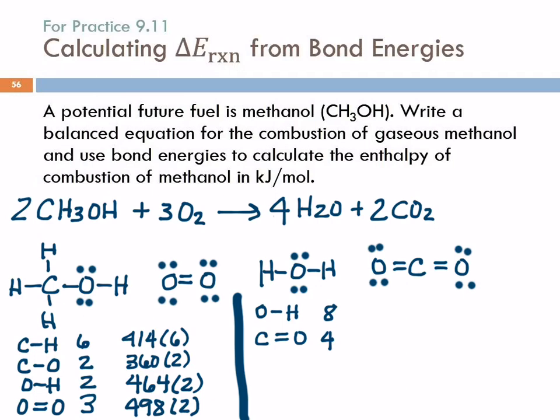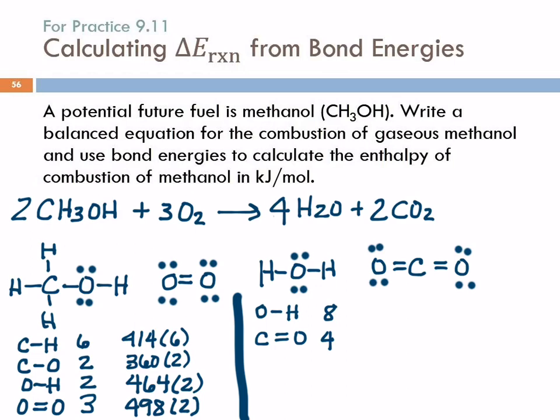I mean, it's kind of like running a fundraiser or something, and this is all the stuff I have to buy. I need 6 of these, and this is what they cost. And then over here, this is what I'm selling, and this is what I'm going to get out of it, and then I'm going to add it up and see what my net profit is. That's the basic idea. So the bonds being formed, these energies will be negative.